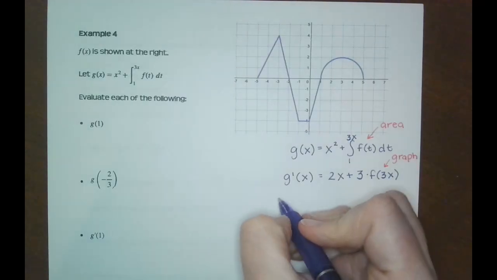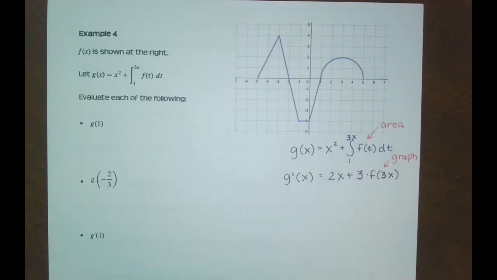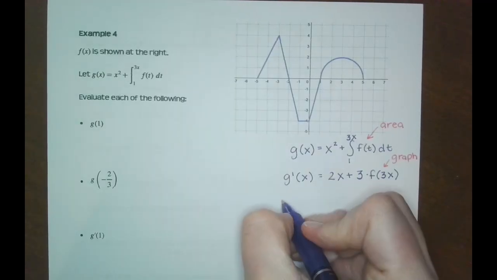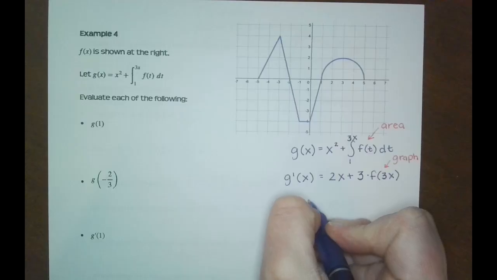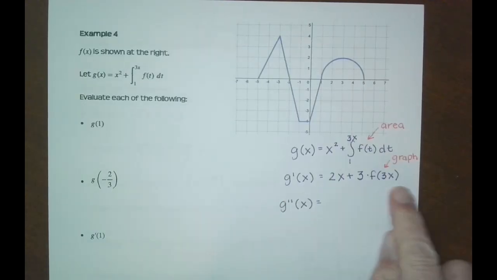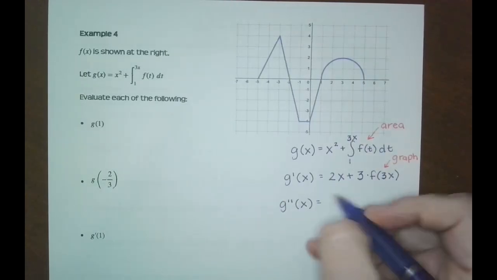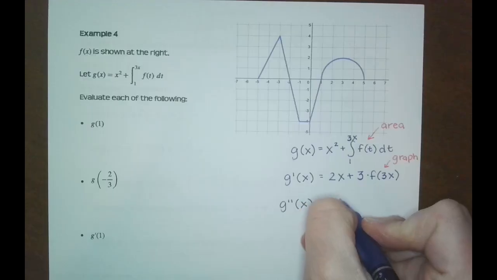Now let's define g double prime. I'm not sure if I will need to know g double prime down here. Probably good to do as an example here. Okay, g double prime would be the derivative of this thing. So 2x, derivative is just 2.